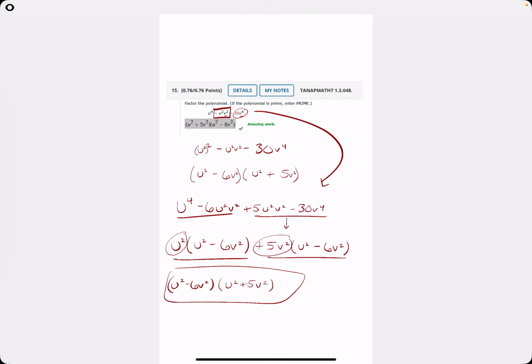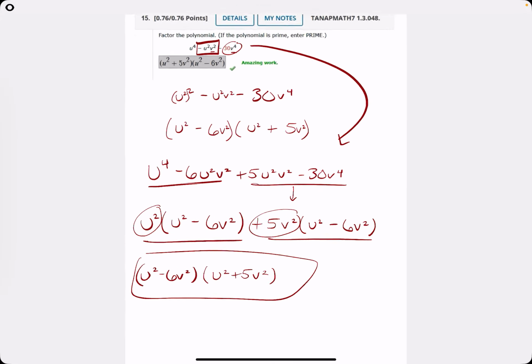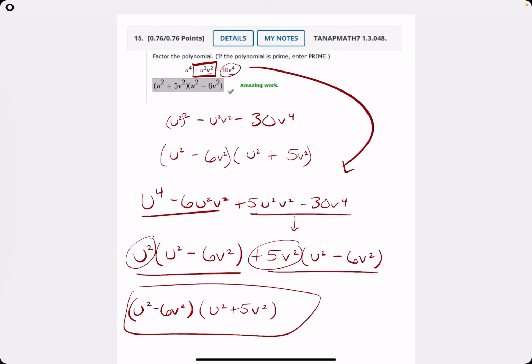All right, I believe that was it. That was web assignment number 1.3 on factoring. If you have any questions, please let me know.